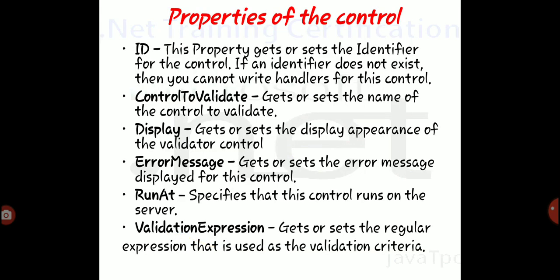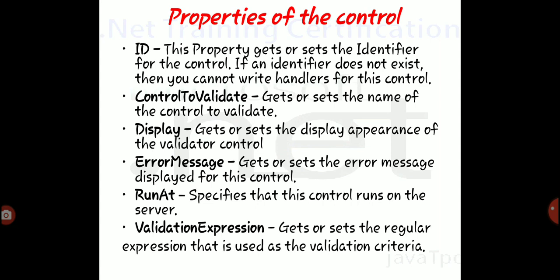Now, these are the properties of the control. Usually we see ID, which is the identifier of the control. Then ControlToValidate is the control that it validates. Then Display is the display setting of the control, static or dynamic. Then ErrorMessage: we set the error message to be displayed when the form is executed, and whatever message we give will be displayed. Then runat, which we set to server because it is a server control.